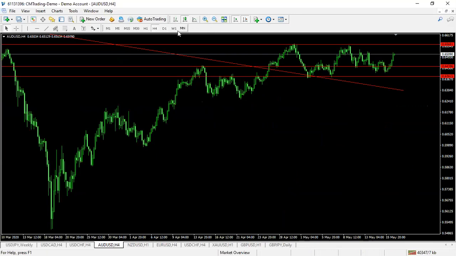So you see what I'm doing? I move from daily to 4 hours, then I zoom out, or I zoom in slightly so that I can have a clear chart. Okay, then I'm just going to try and fit something here. See that? So what do we have?